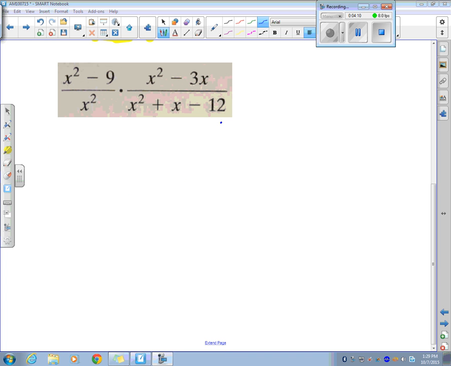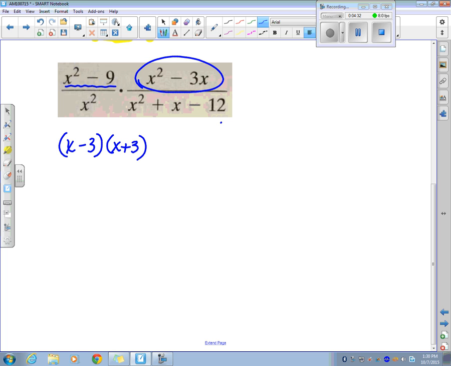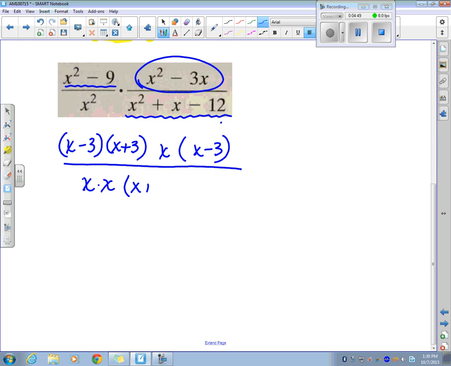So in this problem, again, although it says multiply, we're going to factor. I'm going to factor the top. This is a difference of squares, so this piece right here is going to factor into x minus 3, x plus 3. This piece is going to factor into x times x minus 3. X squared is x times x. And this one, this trinomial here, is going to factor into x plus 4 and x minus 3.